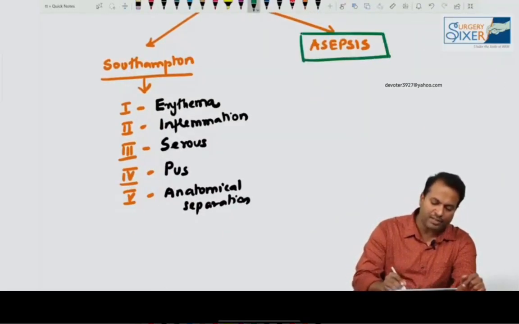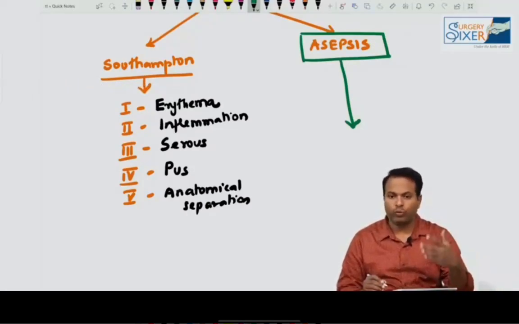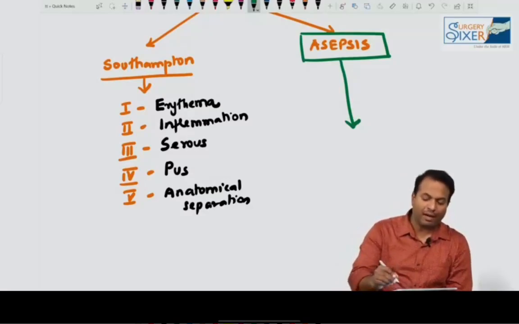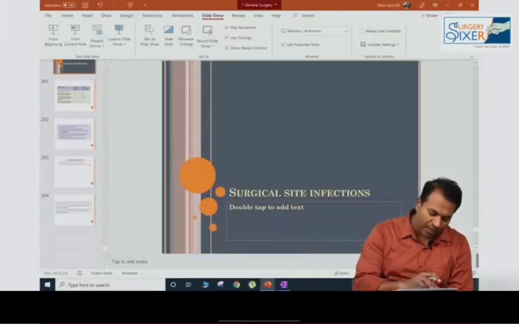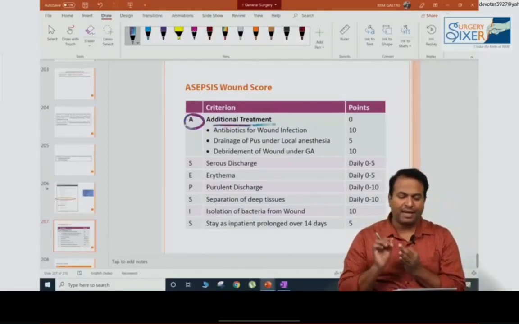What is this ASEPSIS scoring system? This is also a type of grading system which is more complicated, very difficult to remember. They won't expect you to remember this. It is another grading system given in Bailey and Love. If you want, you can remember it with the mnemonic: A for additional treatment needed, like antibiotics, drainage of pus, debridement of wound.